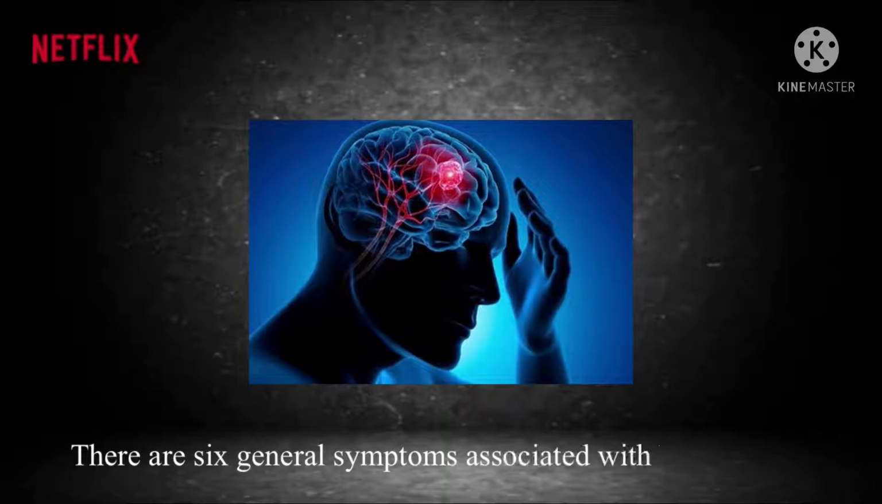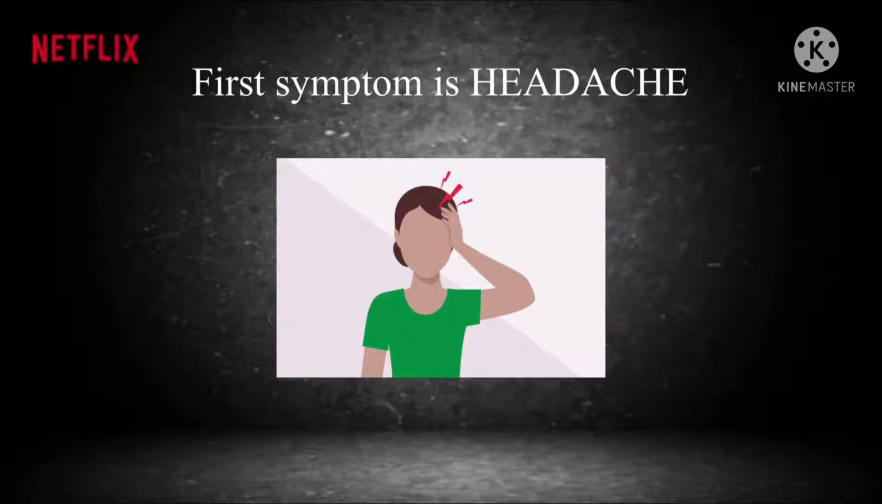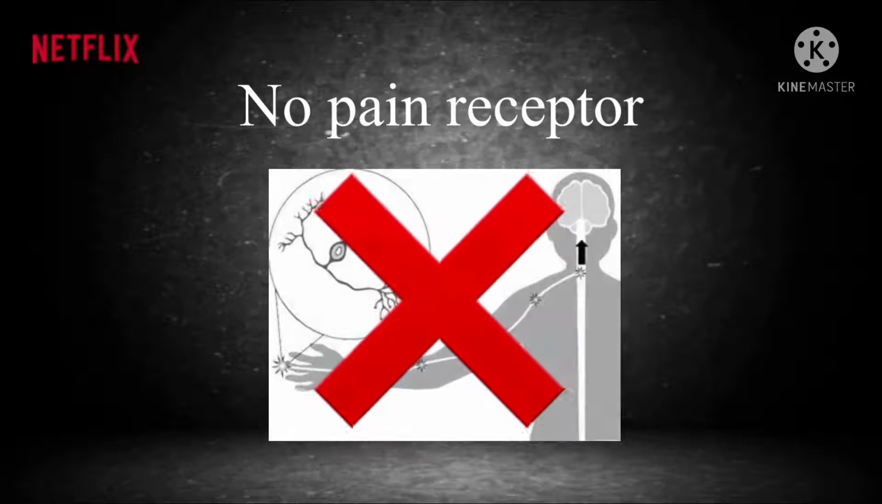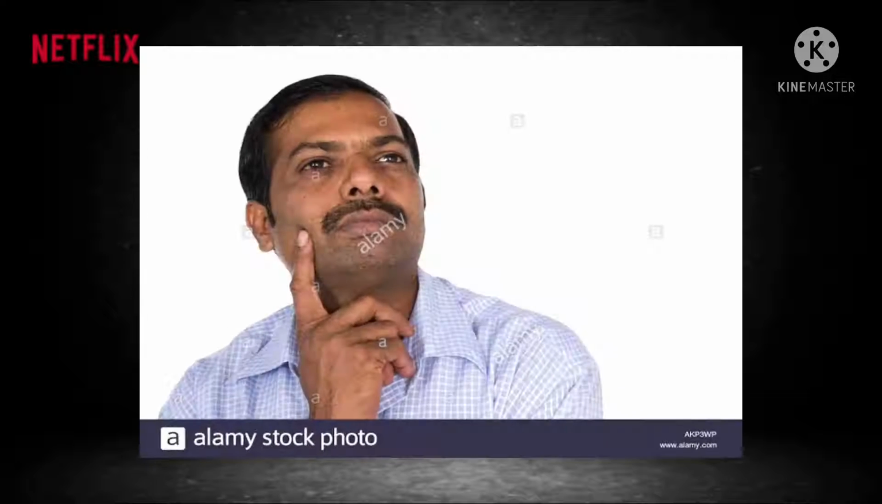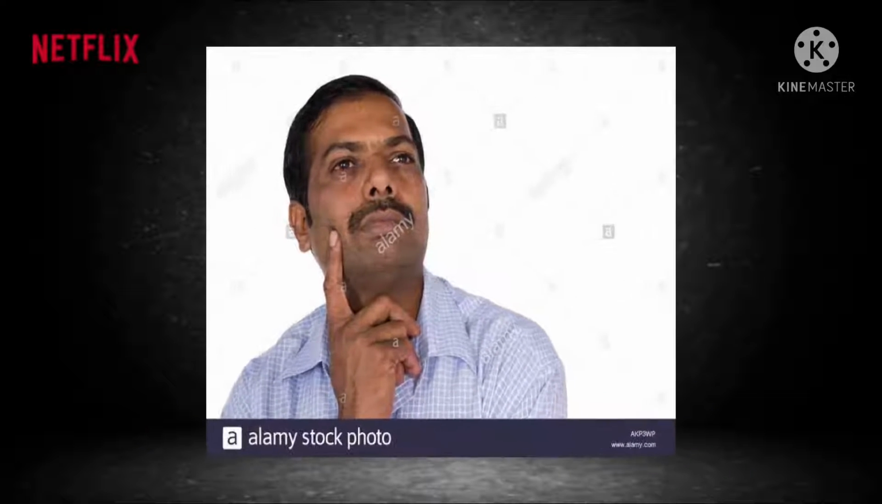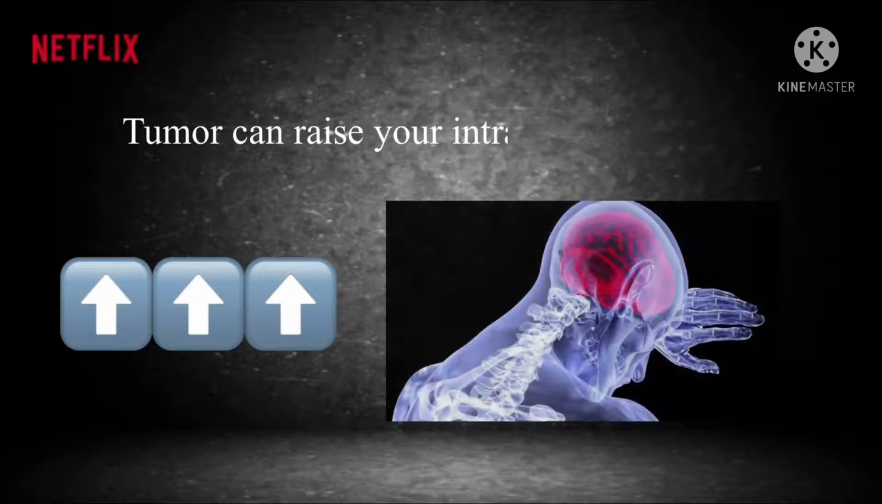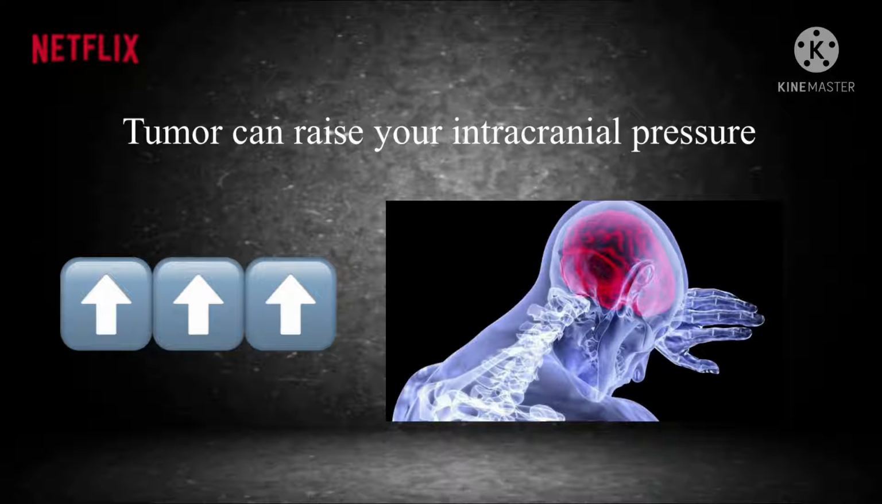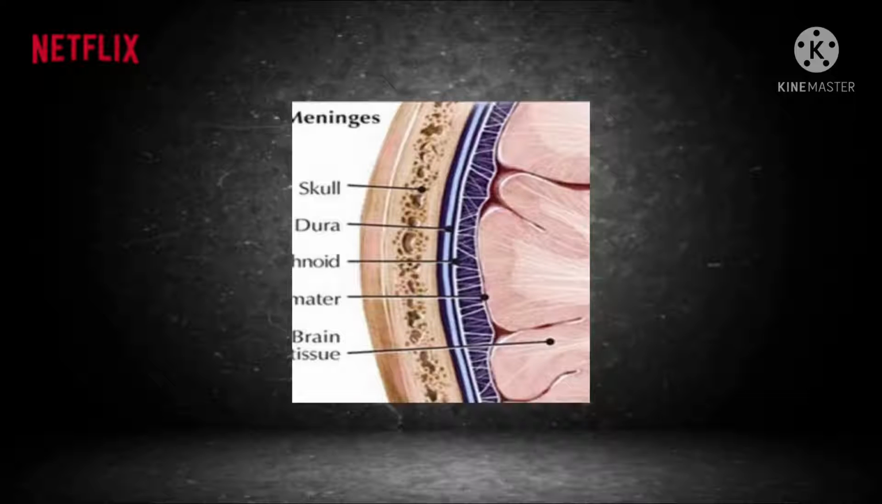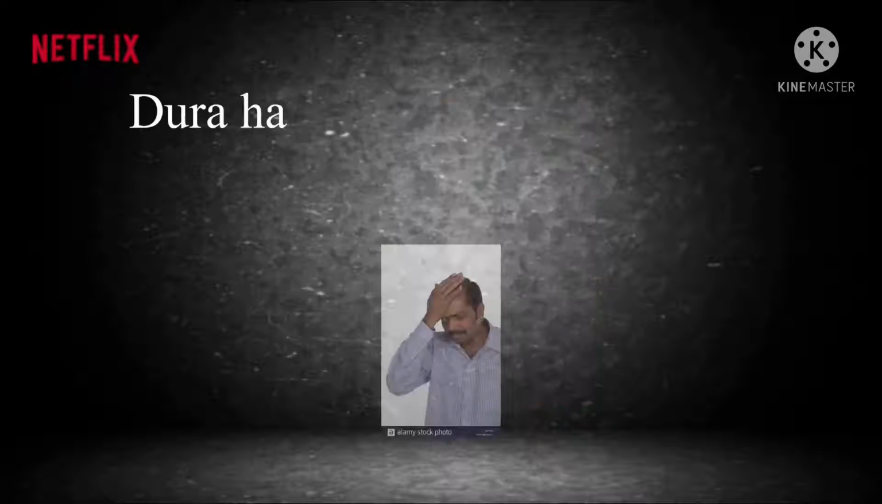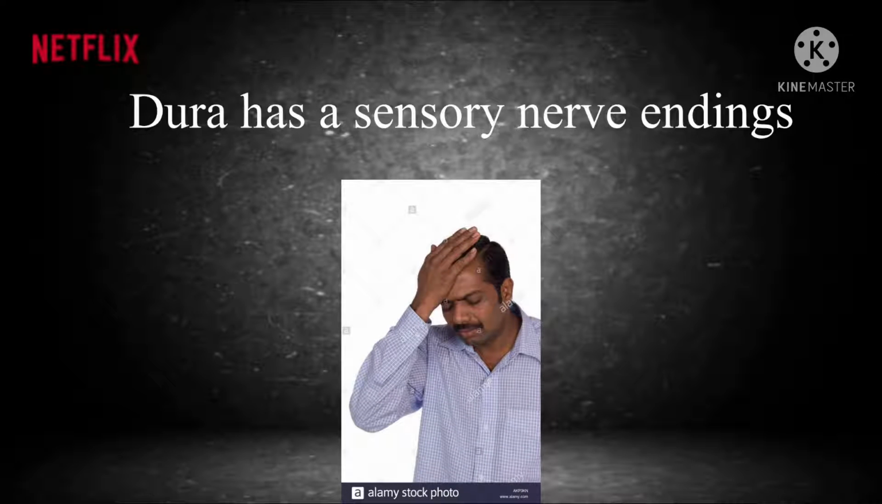There are 6 general symptoms associated with brain tumor. First symptom is headache. In its early stages, a brain tumor may have no noticeable symptoms. The brain itself does not have any pain receptors. But there are several mechanisms that explain why brain tumors cause headaches. The most basic is that a tumor can raise your intracranial pressure, pressure inside the skull, and cause stretching of the dura, the covering of the brain and spinal cord. This can be painful because the dura has sensory nerve endings.